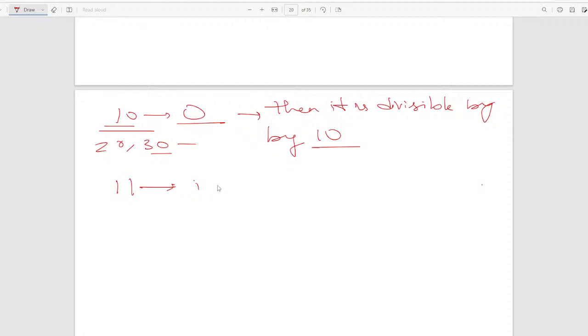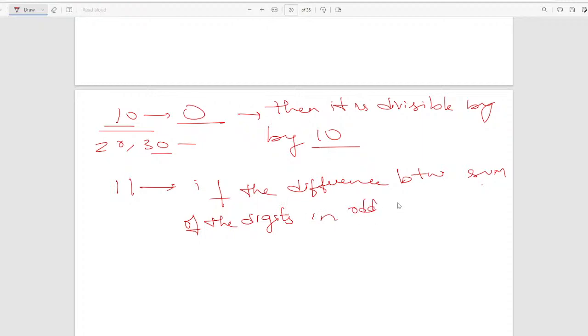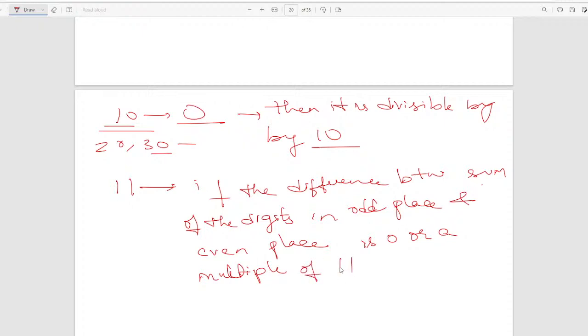You'll see 11. If the difference between the sum of the digits in odd place and even place is 0 or a multiple of 11, then the number is divisible by 11. So we'll take an example here.